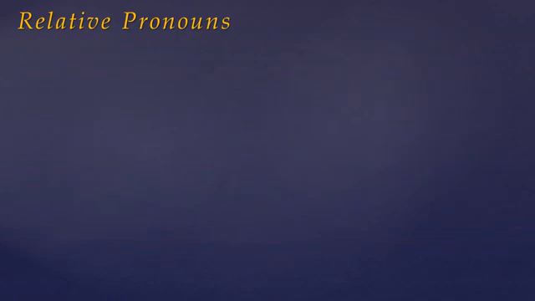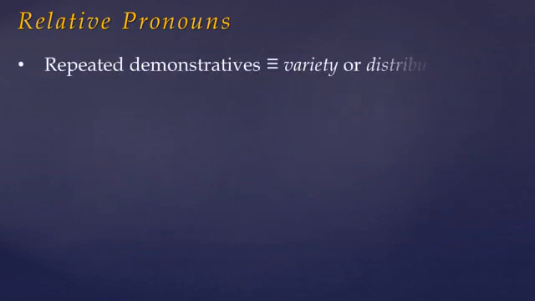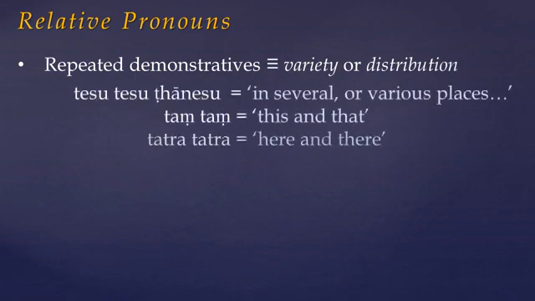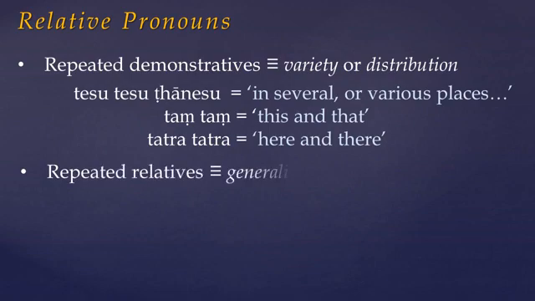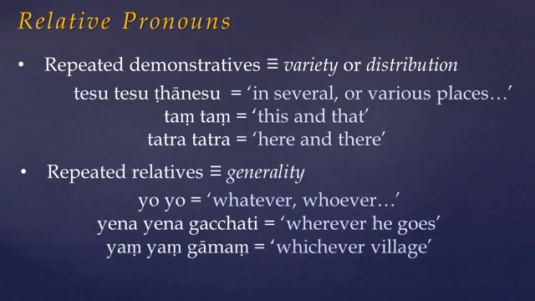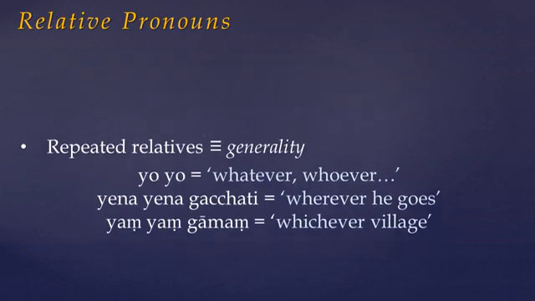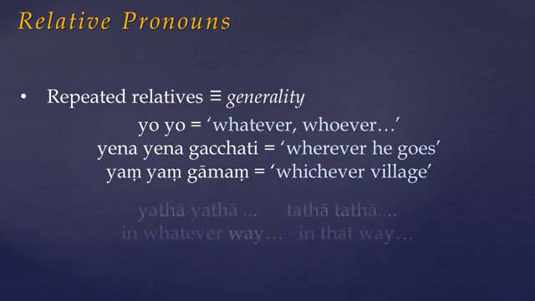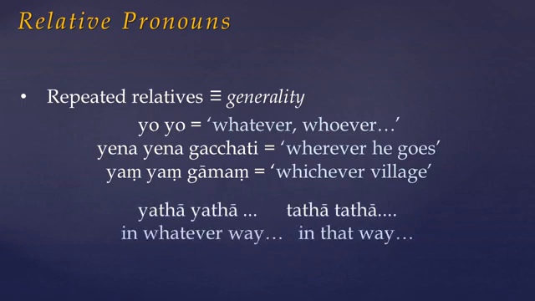Another quirk of pronouns that you may come across is repetition. Repeated demonstratives can imply variety, this and that, here and there, while repeated relatives imply generality, whoever, whatever, wherever. And note that in a relative clause construction, when the relative term is repeated, the correlative term will also be repeated.